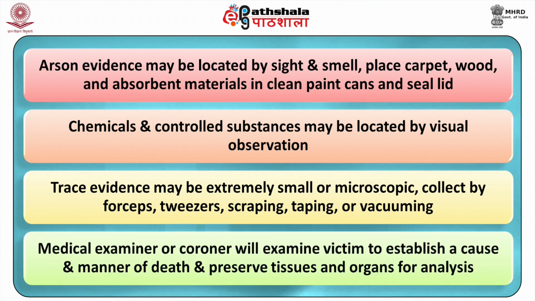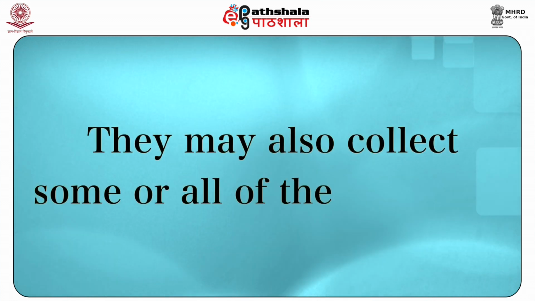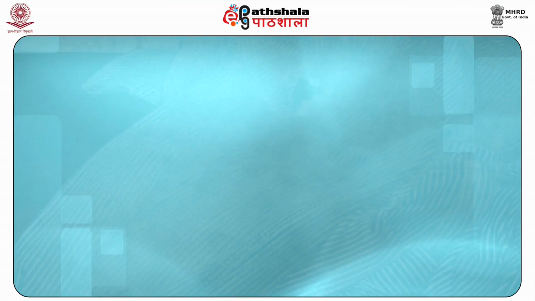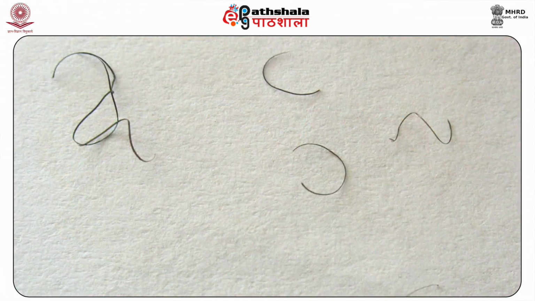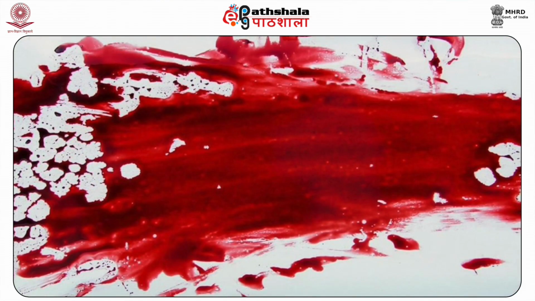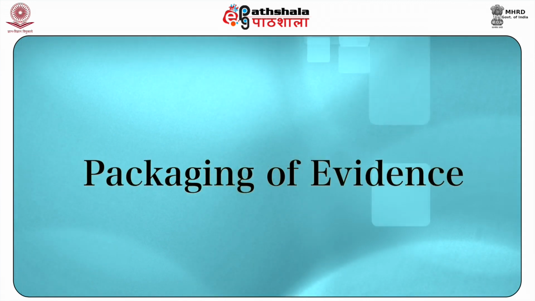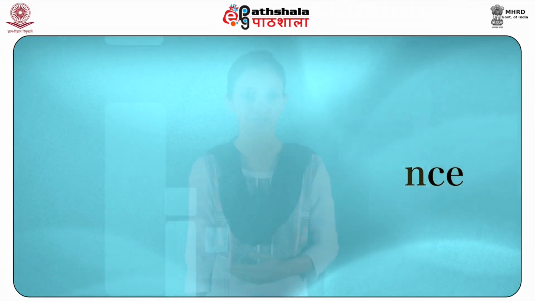The medical examiner or coroner will examine the victim to establish a cause and manner of death and preserve tissues and organs for analysis. They may also collect some of the following evidences: victim's clothing, fingernail scrapings, body hair, blood, vaginal, anal and oral swabs, bullets or other objects inside the body, GSR swabs from shooting victims. Now we shall go through the packaging of evidence.